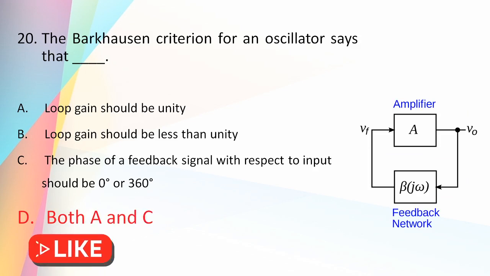And the answer is both A and C. So the loop gain should be unity and the phase of the feedback signal with respect to the input should be 0 degrees or 360 degrees for sustained oscillations according to Barkhausen criterion.